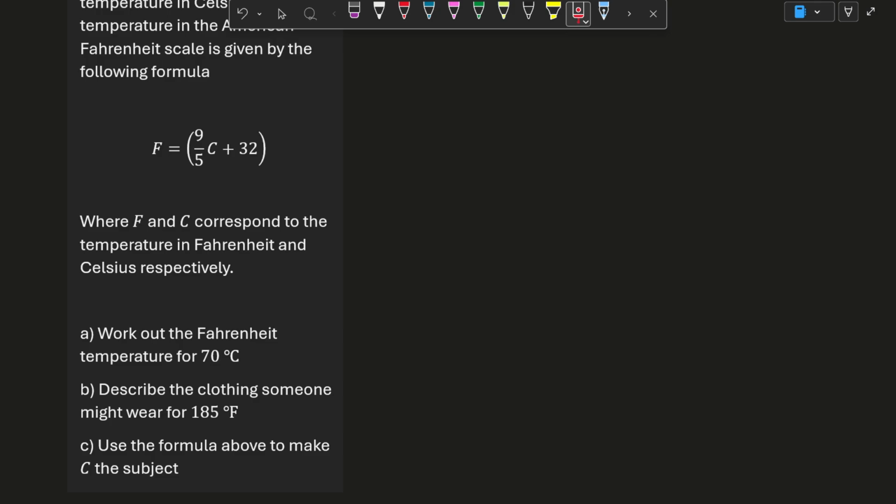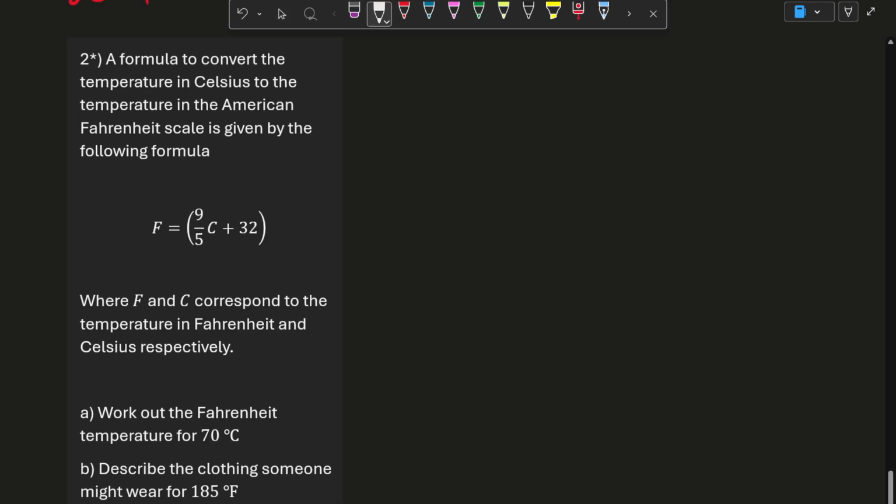Before I go through this, do try it yourself if you have pen and paper next to you, which I would recommend for these future videos. But anyways, work out the Fahrenheit temperature for 70 Celsius. So here, to demonstrate this, I'm going to use the Gus method.